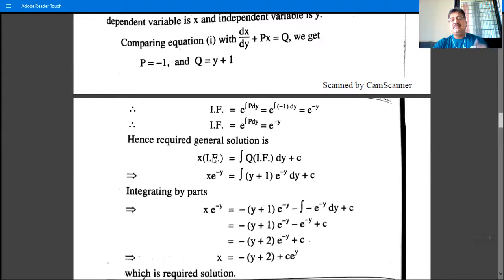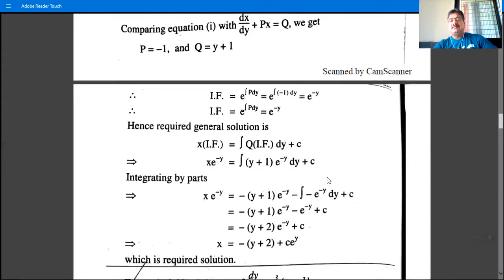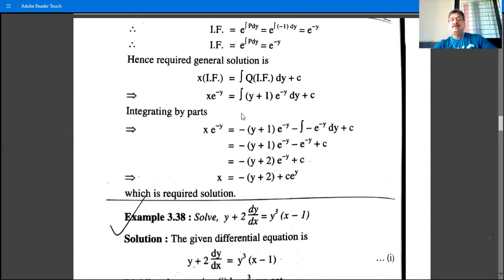So this is the integrating factor, and therefore the general solution of the given differential equation is x into I.F. is equal to integration Q(y) into I.F. dy plus c. And so x e raised to minus y as the integrating factor, so y plus 1 as Q, and e raised to minus y dy as integrating factor. And in order to integrate this, use by parts rule.